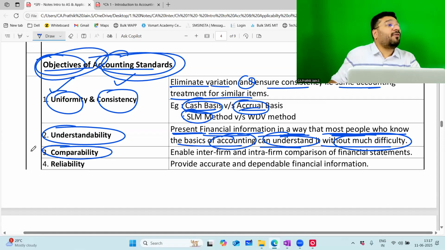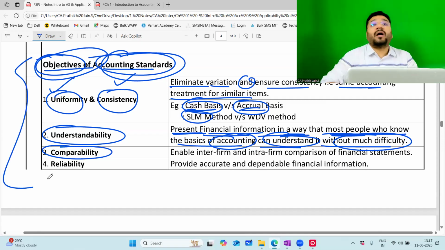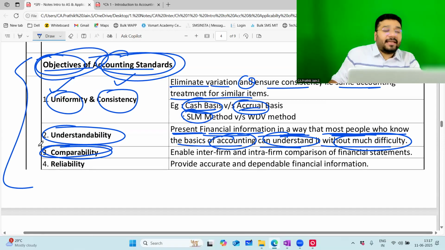Third, the objective of accounting standards. You will get a 4-mark question. What is the objective of accounting standards? Very, very important. Those who are thinking I am doing this just for time pass, you will get this as a 4-mark question. Comparability. To enable intra-firm comparison of the financial statements. This we already discussed, so I'm not going into depth one more time.